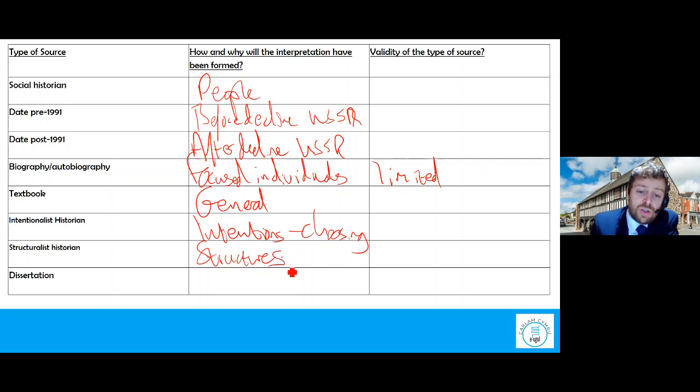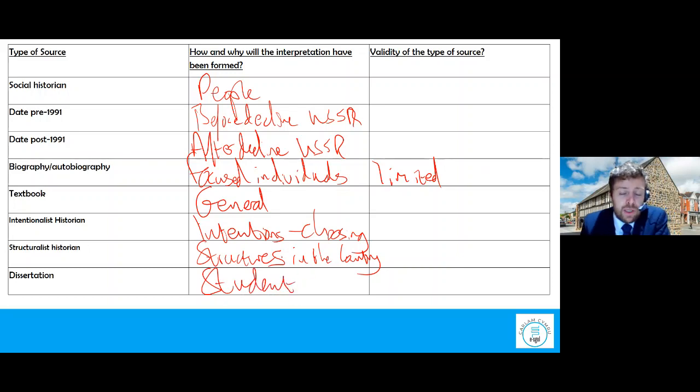Or just the structures in the country. And so they will tend to downplay the idea that an individual can be that important. Because ultimately they're saying without those structures, this wouldn't have happened in the first place. Without those institutions, for example, it wouldn't have happened in the first place. And a dissertation tends to be written by a student, right? There are some very, very interesting things written in dissertations, but they're written by students ultimately, not by historians who've been doing this for years and years and years.